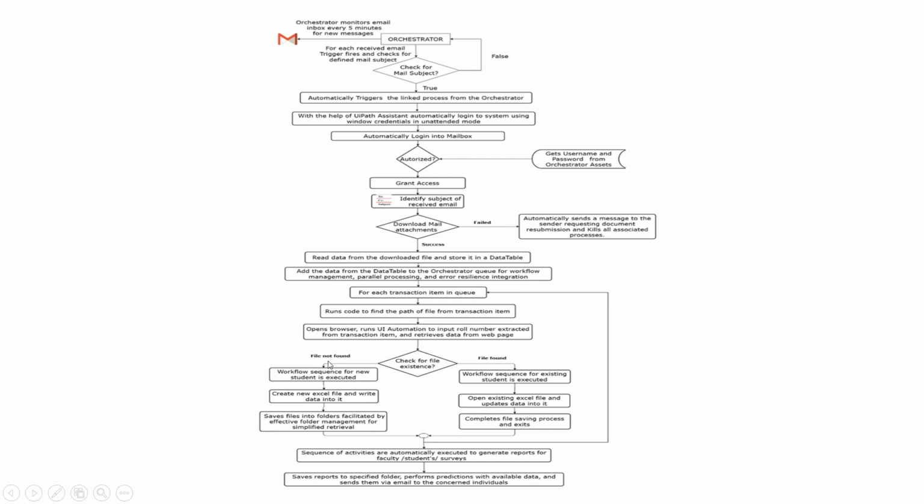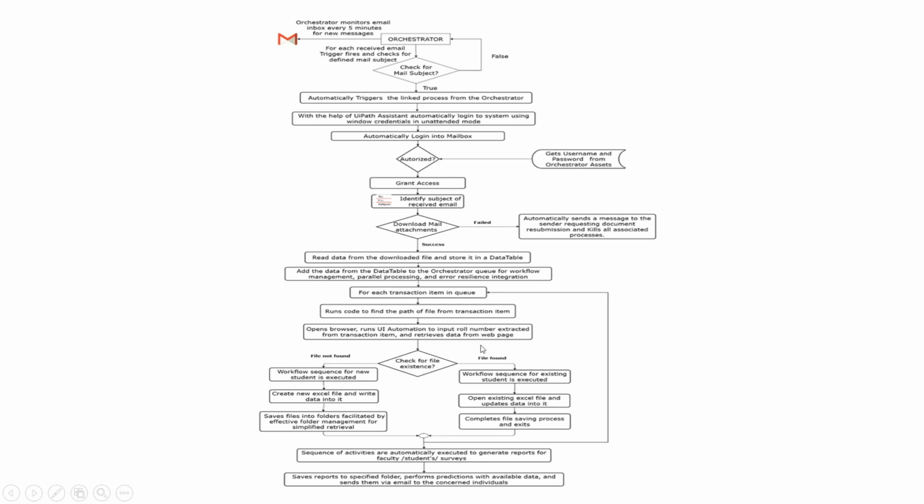So if the file is not found, it will create a file with the name of the file and the roll number, using the folder management principles, and then save it. Next time, suppose in the first year we created a file and in the second year we come, if the file is already available, it will check for the existing file and update it. So it does not create a file for every process.